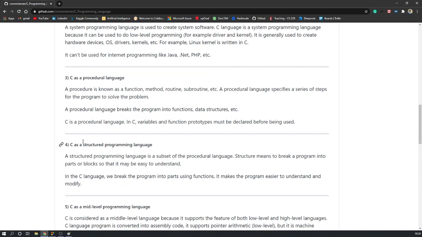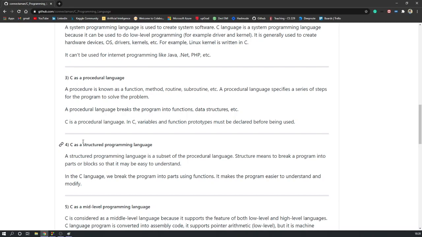And C is a procedure-oriented programming language. So what is a procedure-oriented programming language? A procedure-oriented programming language gives more emphasis to data and functions. That is, you have some function, you feed in some data as input, and you get some output. That is all your procedure-oriented programming language does.